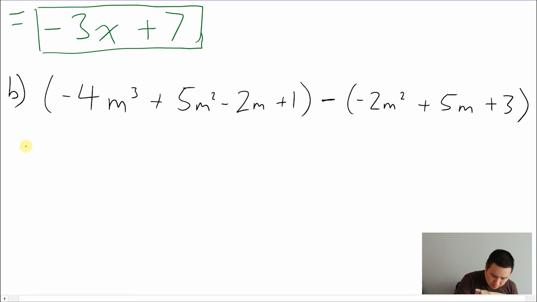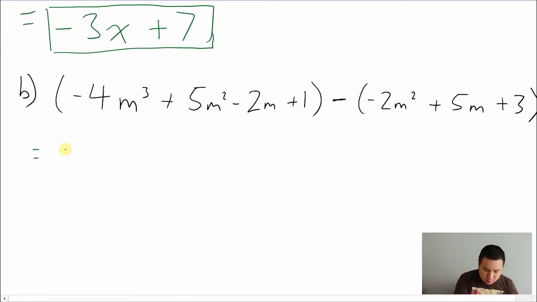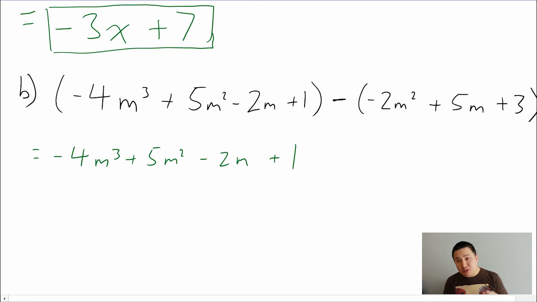Now, as usual, this first polynomial is good to go. We don't have to worry about that. We can simply write this out as negative 4m cubed plus 5m squared minus 2m plus 1. Okay, that one's not a problem. It's this one here, the second polynomial that I'm subtracting, that I need to deal with each of these terms.